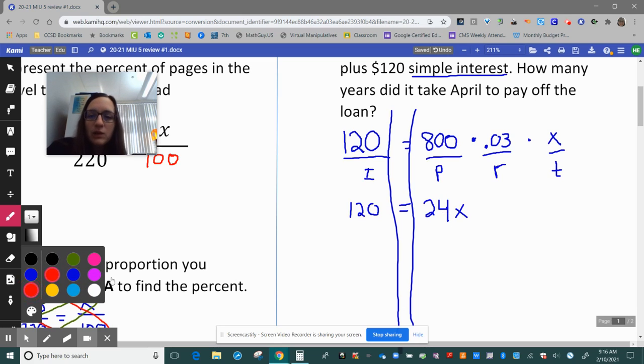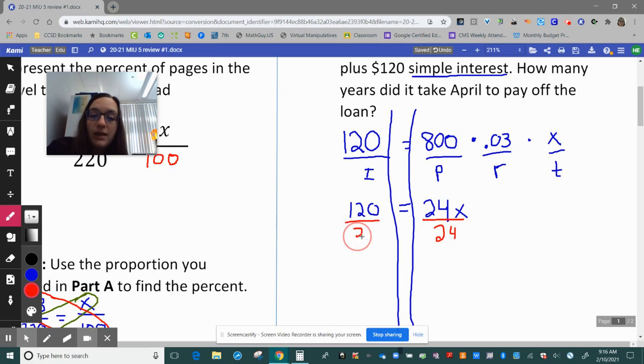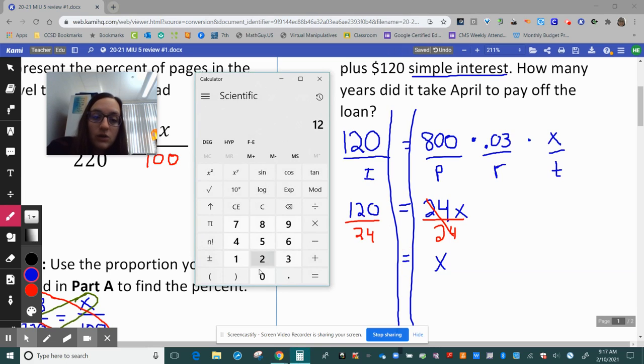All right, from here, just like we did on our other ones here, that 24 is being multiplied by x. So to get rid of that multiplication, we're going to divide both sides by the number with our variable, 24. That way, 24 divided by 24 leaves us with 1x. There, I drew 1x right there. And we do our division. 120 divided by 24 gives us 5.